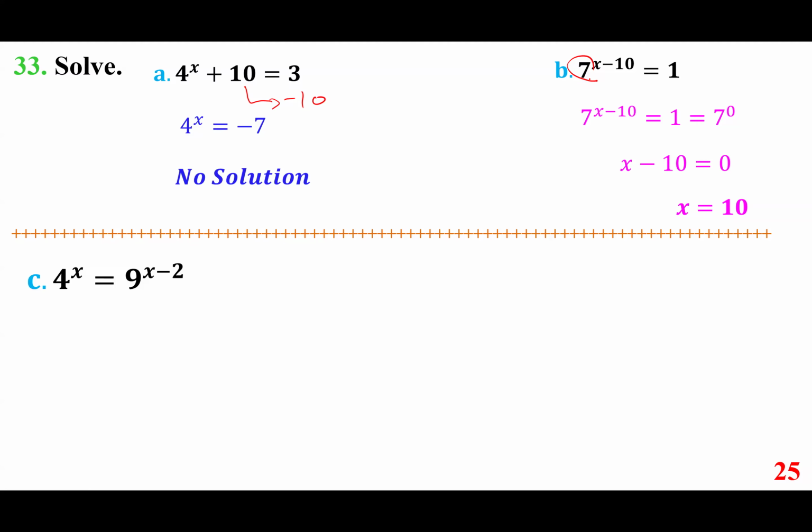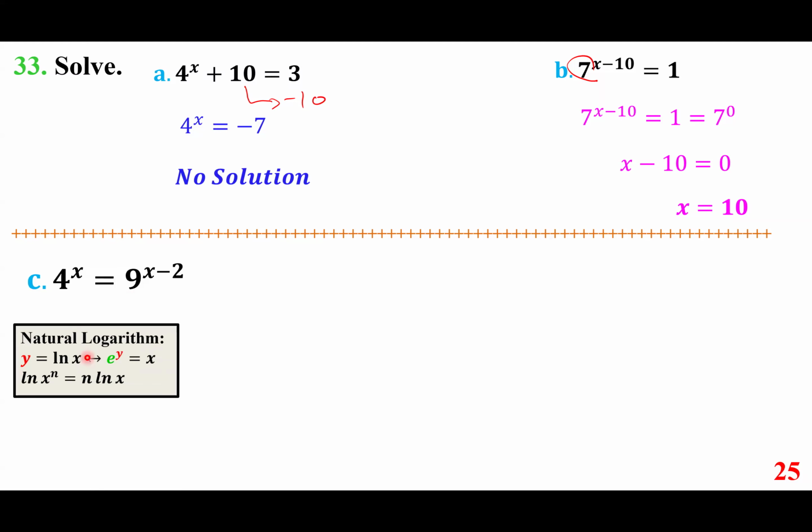But I want to make a point: if any of them was e, you would definitely get a natural log. If any of them was 10, you would take a common log. But since it's neither, then it doesn't matter. You can go with natural log or log, and I'll show you what happens if you choose differently. So reminding you, when y equals ln x, e to the power of y equals x, and ln of x to the power of n is n ln x.